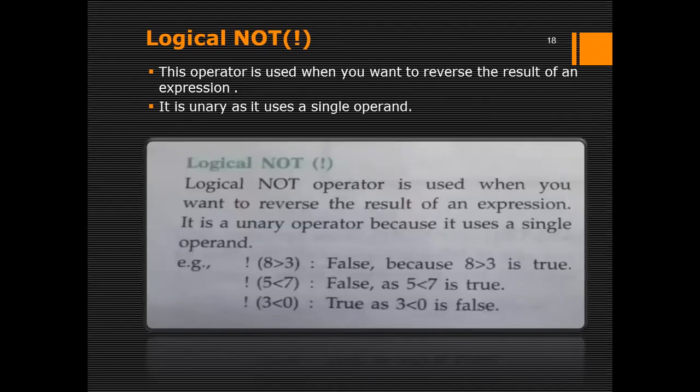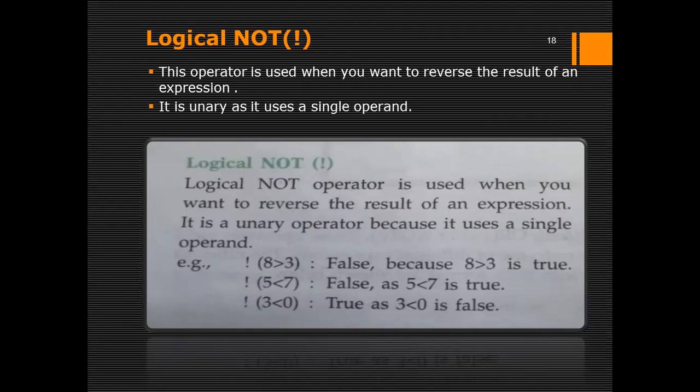Logical NOT. This operator is used when you want to reverse the result of an expression, and it is unary as it is used with a single operand. For example, 8 greater than 3. Now 8 greater than 3 is true, but in front of this, a not sign is applied. This means it will give you the opposite result, that is false.